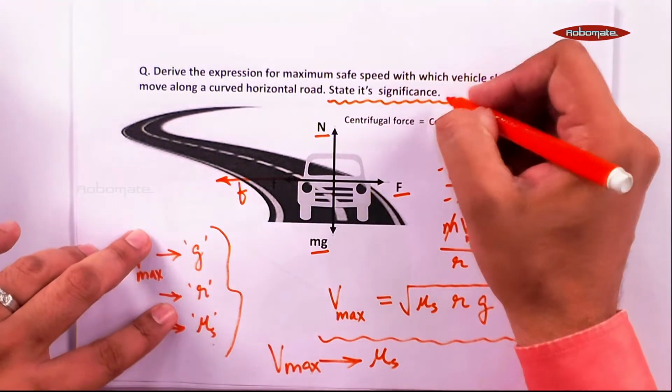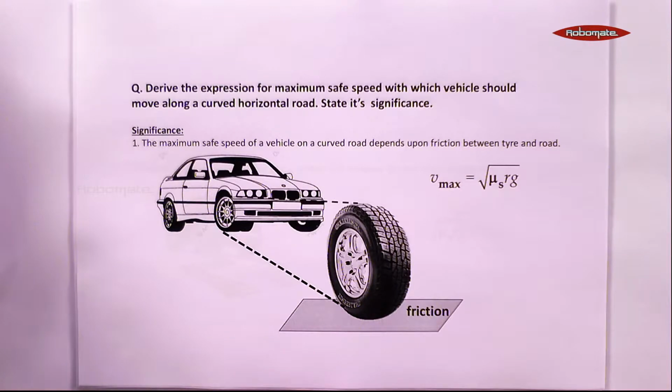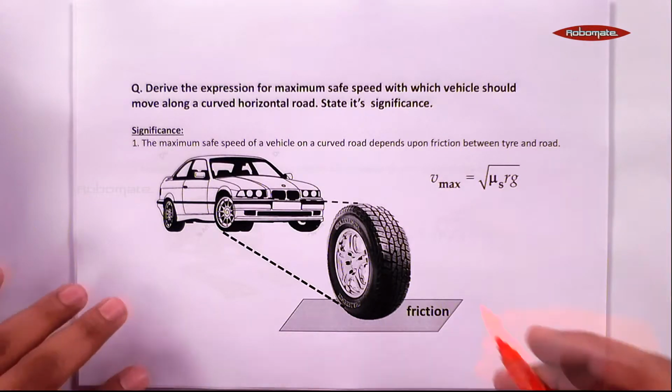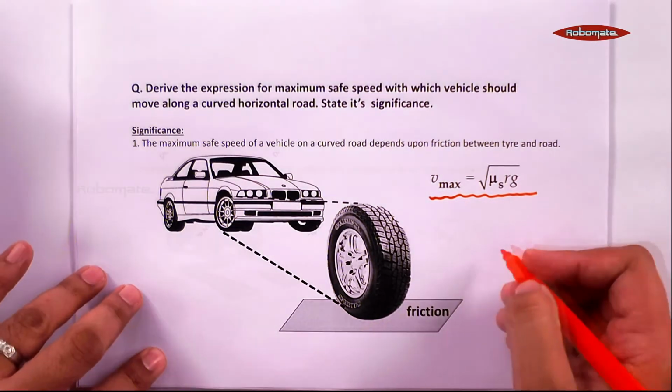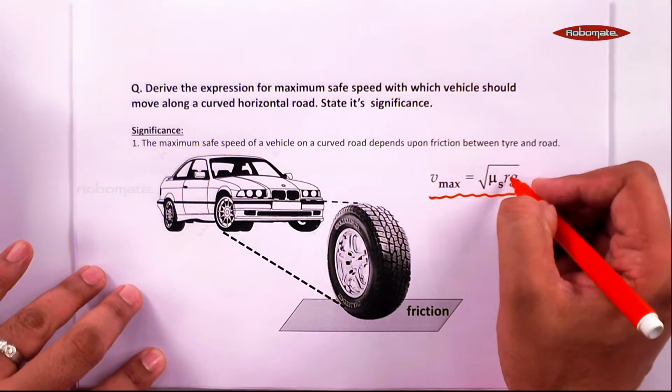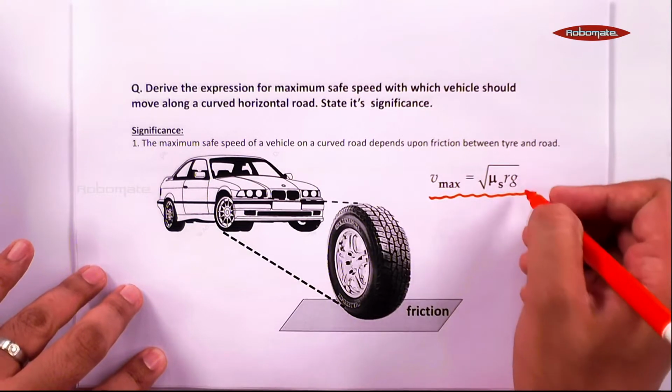Now let's move on to the second part. State the significance. Now for understanding the significance, first of all, you are very clear that this maximum safe velocity formula is given as root of mu s rg. As I told you earlier, the radius of curvature and g, small g, are constant for a given condition.